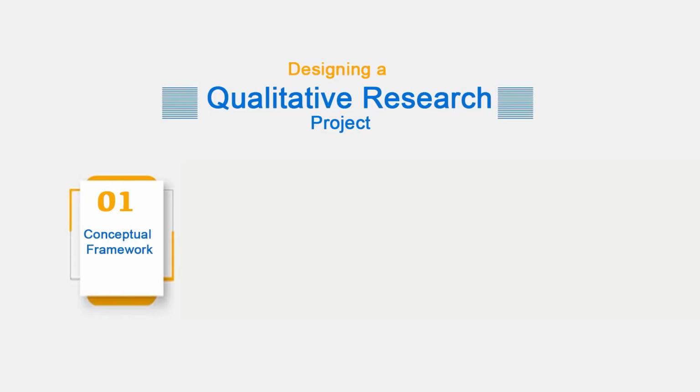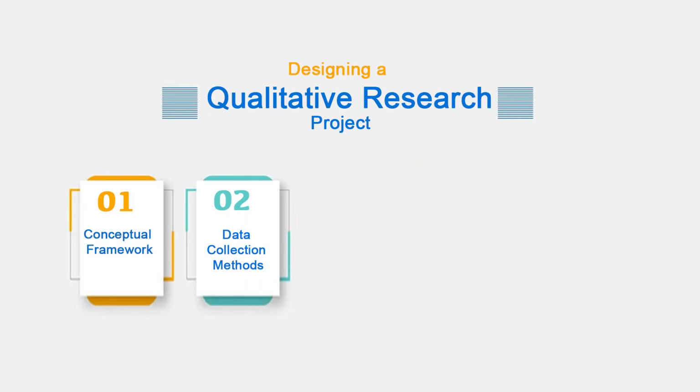Designing a qualitative research project. Creating a successful qualitative research project involves careful planning and consideration. The different steps include conceptual framework. To begin, it is important to define the boundaries and framework of the research project. The framework should explain the scope of the core ideas, which outlines the research questions and establishes the theoretical basis.